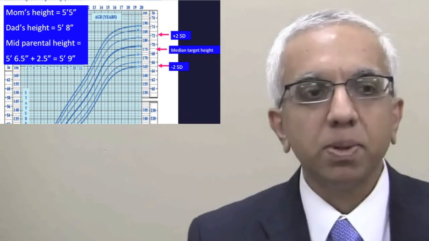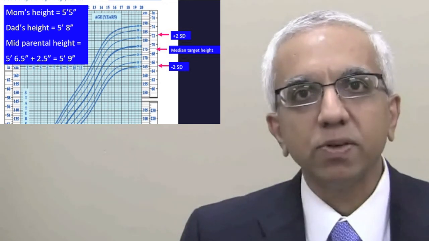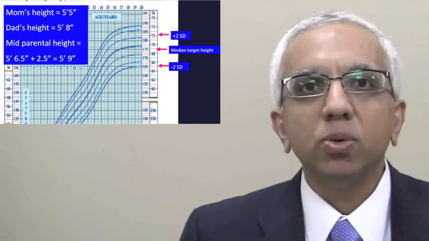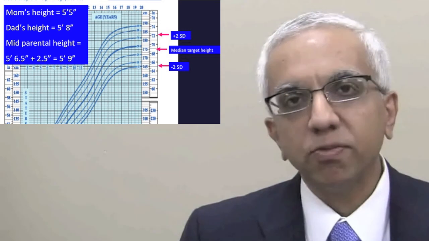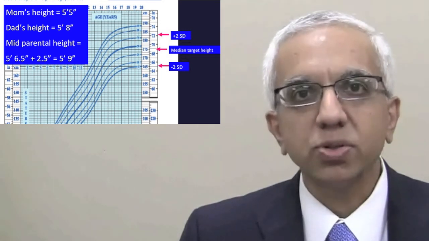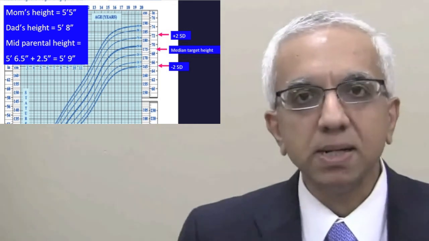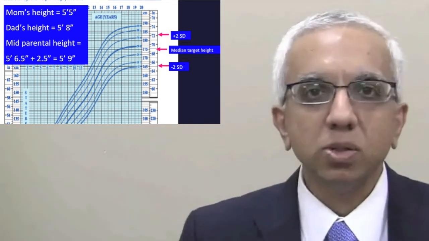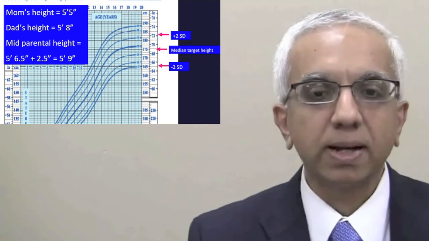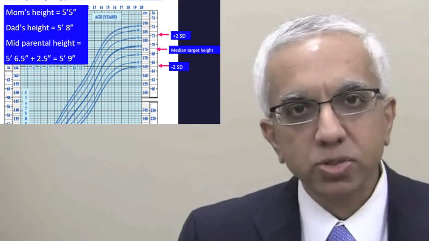Looking at this example, mom's height is 5 feet 5 inches, dad's height is 5 feet 8 inches. If you look at their average, it's 5 feet 6.5 inches. And to this, if you add 2.5 inches, you get 5 feet 9 inches. And this now gives us the median target height.